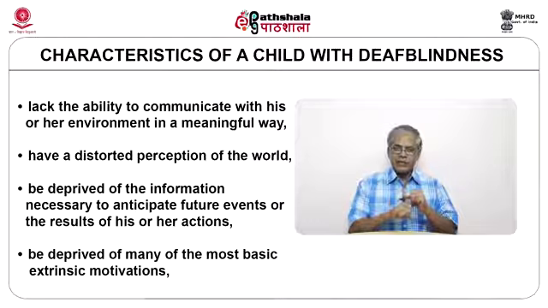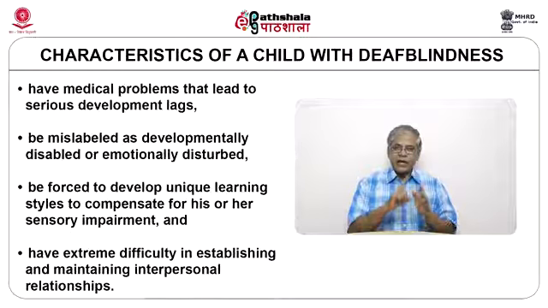Let me outline the characteristics of a child with deafblindness. A child who is deafblind may lack the ability to communicate with his or her environment in a meaningful way, have a distorted perception of the world, be deprived of the information necessary to anticipate future events or the results of his or her actions, be deprived of many of the most basic extrinsic motivations, have medical problems that lead to serious development lags, be mislabeled as developmentally disabled or emotionally disturbed, be forced to develop unique learning styles to compensate for his or her sensory impairment, and have extreme difficulty in establishing and maintaining interpersonal relationships.